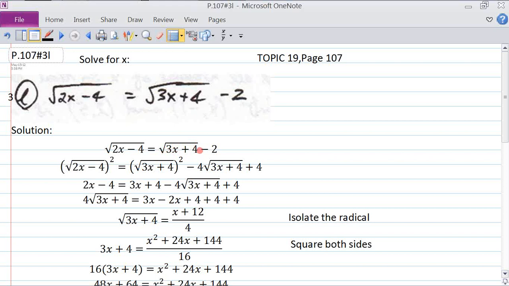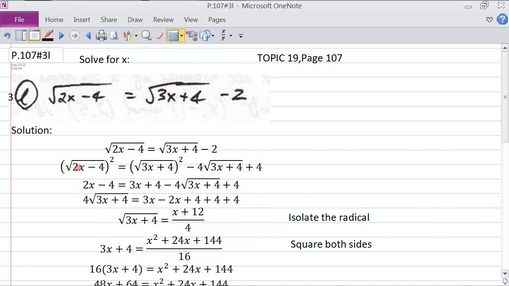So this times first squared is this. The inner term is going to be minus 2 times the root of 3x plus 4, and the outer is going to be minus 2 times the root of 3x plus 4, so that will sum to minus 4 times the root of 3x plus 4. The last times the last gives me plus 4.